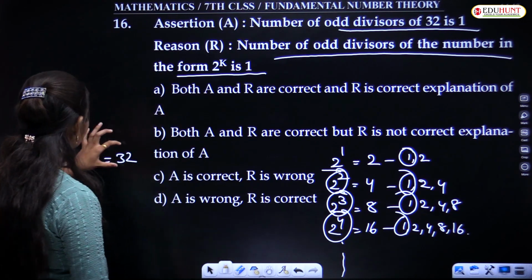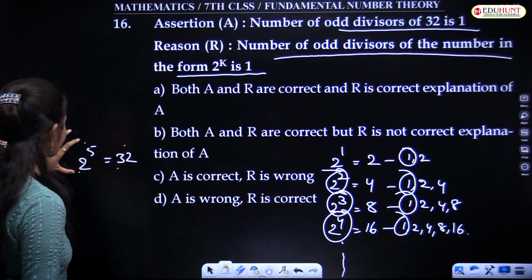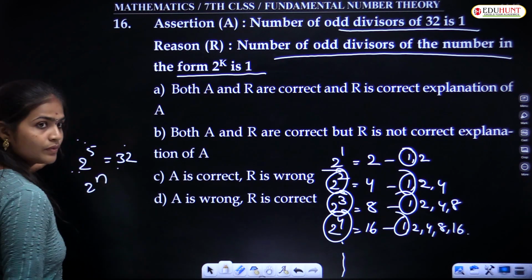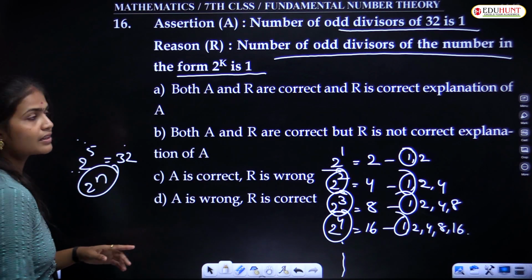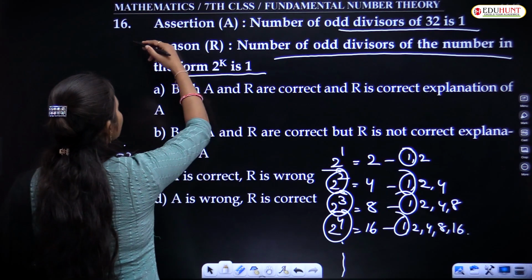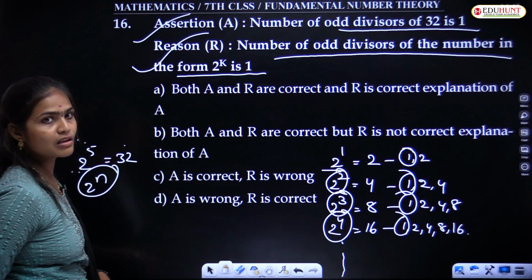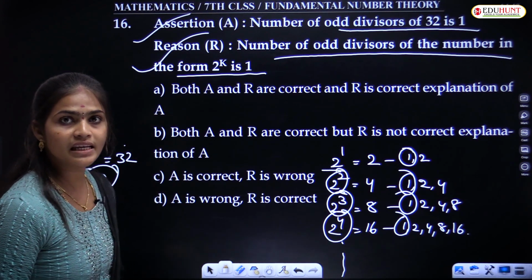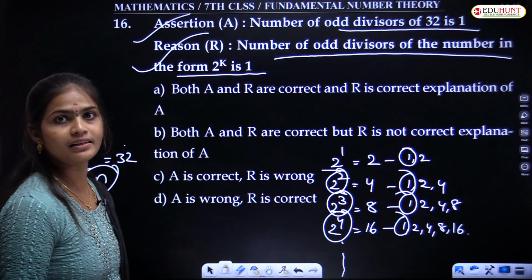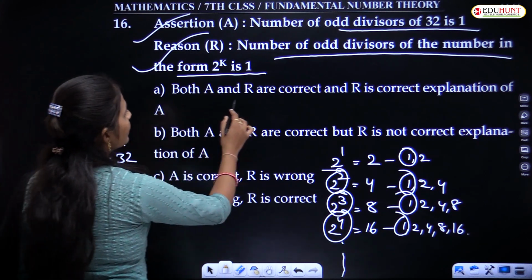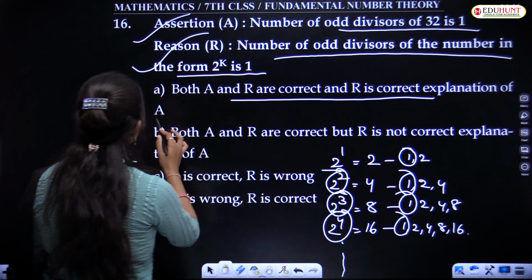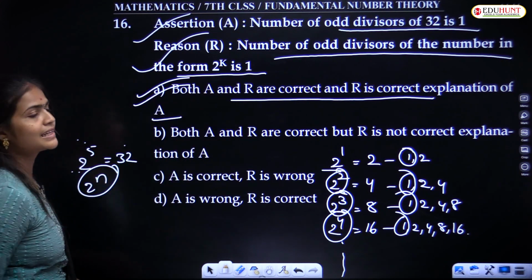Now here, the prime factorization of 32 is in the form of 2 power n only, no? So if a number is in the form of 2 power n, how many odd factors are there? Only one odd factor is there. So the assertion is correct and the reason is also correct. The reason they have given is the correct explanation for that assertion. So which is the correct option? Both A and R are correct and R is the correct explanation of A. So option A is correct.